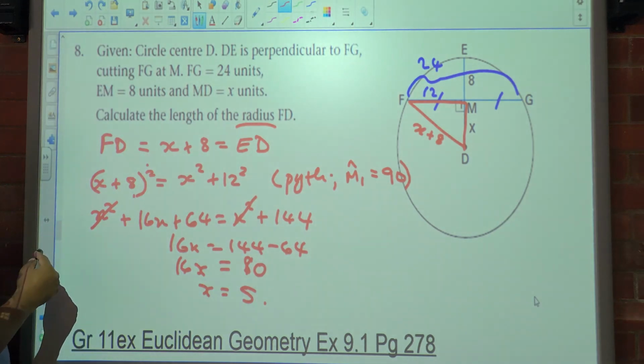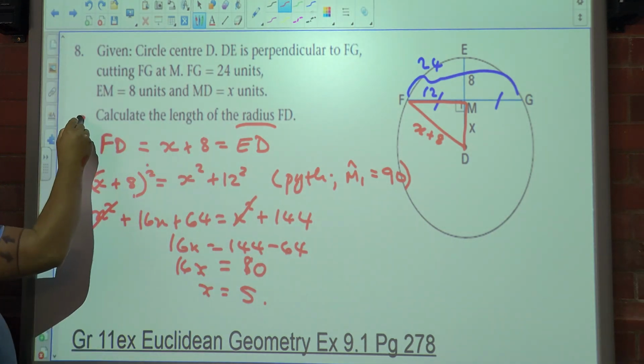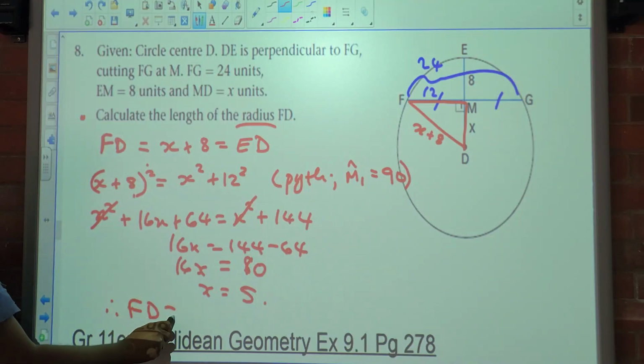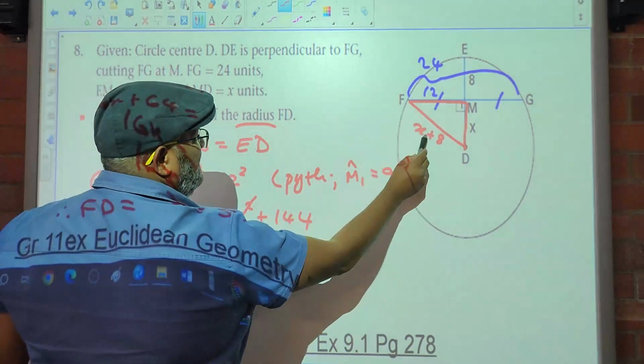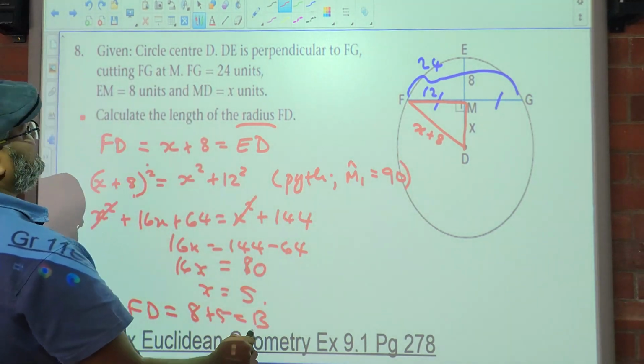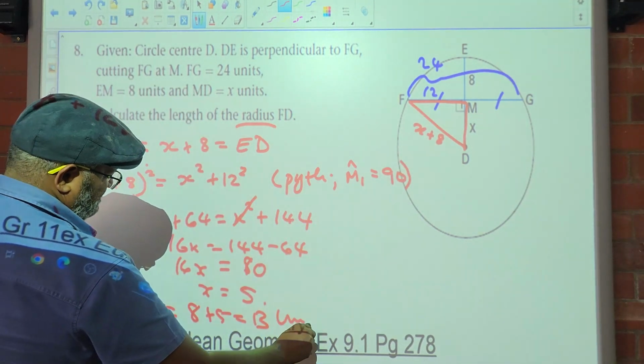People, did I answer the question? They want to know the length of the radius. Therefore, FD is going to be 8 plus 5, which is 13 units.